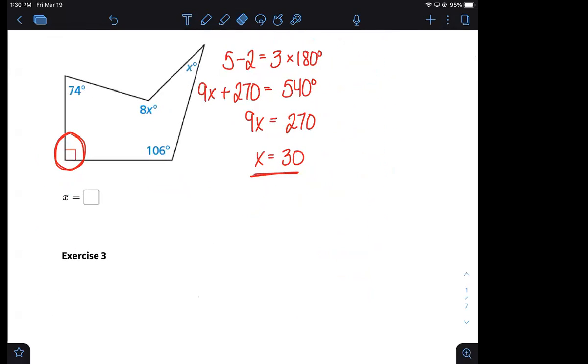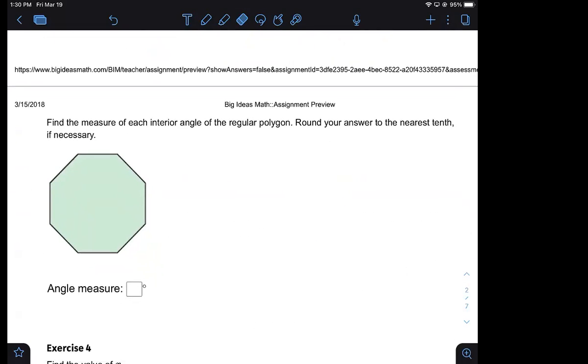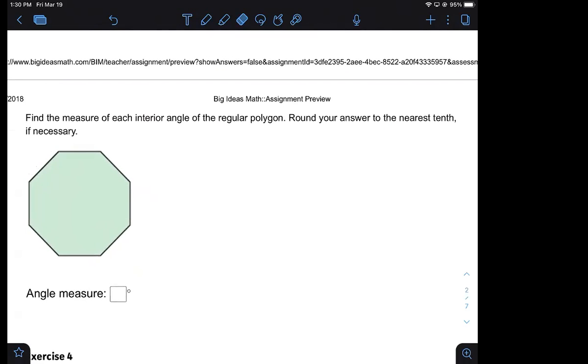You guys good? Yes, sir. Number 3 says find the measure. Ooh, this is a degree question then. Of each interior angle in this regular polygon. Round your answer to the nearest tenth if necessary. Who can explain to me what a regular polygon is? Dylan? Is it a polygon that each angle is the same? That is correct. A polygon in which each interior angle and exterior angle is congruent is the actual phrase we use. And each of the sides on the polygon are also congruent.